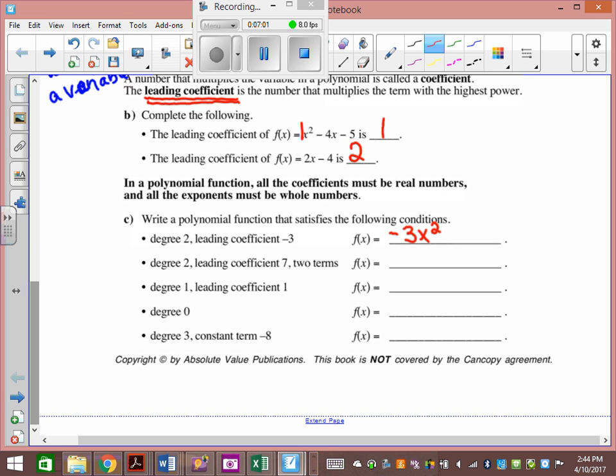So that's one term. Terms are separated by plus or minus signs. Okay, so that's one term. But it doesn't say that it has to be one term. So I could add a plus 6 at the back and I'd still be correct. I could add a negative 7x in the middle. I'd still be correct. Okay?